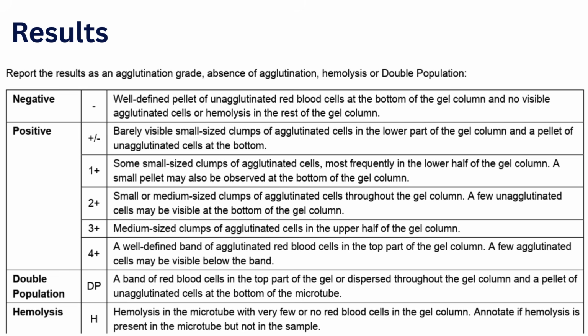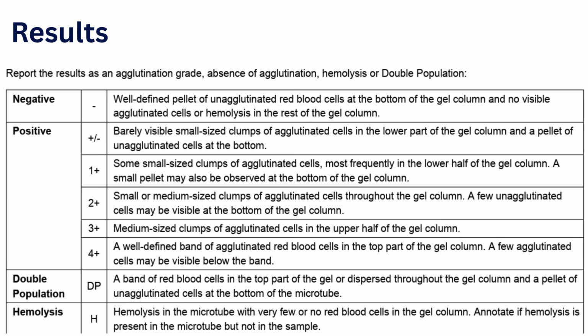DP is also known as mixed field, but from what I have read, it's better to use the phrase mixed field rather than double population. If you see something like this, in which you observe a band of red blood cells on the top part and a pellet of unagglutinated cells at the bottom, that's a double population. But please do not give me an answer like DP or double population. Just use mixed field because it's recommended by the academic books.